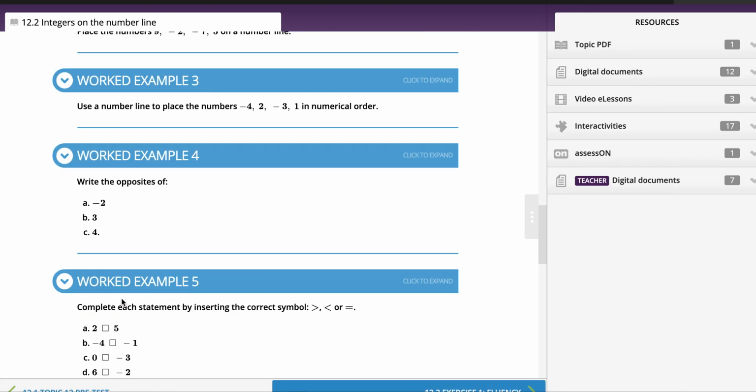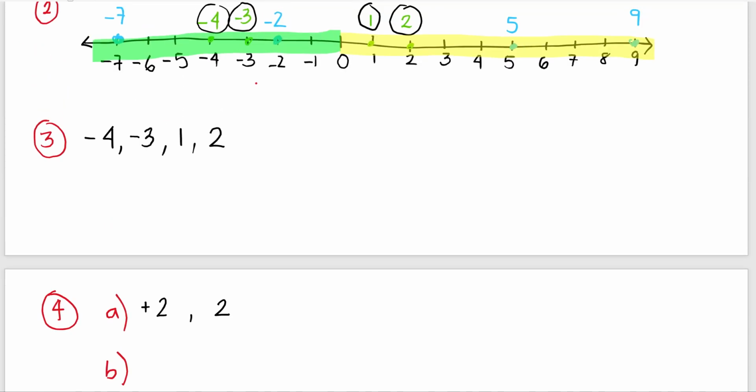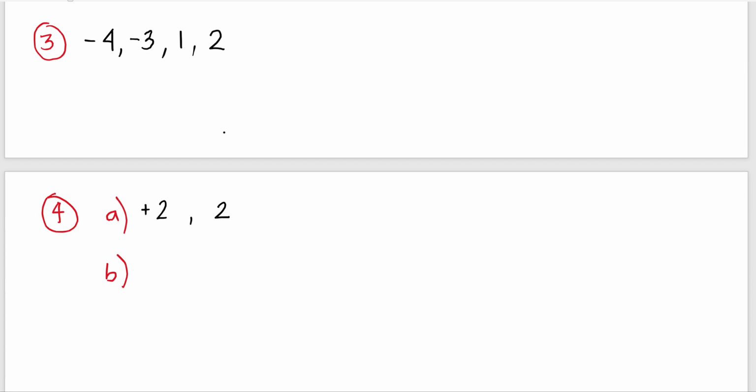B, 3. So if I look at my number line, I have 3 here. And which one is the opposite? Negative 3. So I go and say, okay, the answer here is negative 3. And I have to write the negative symbol.